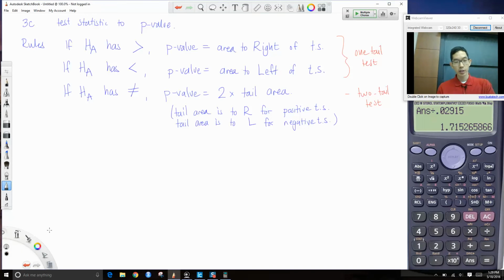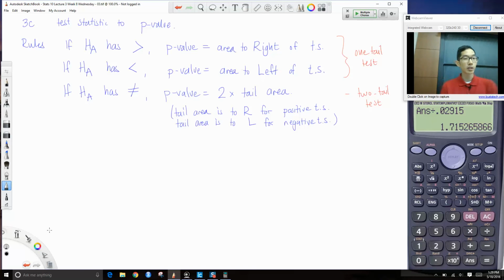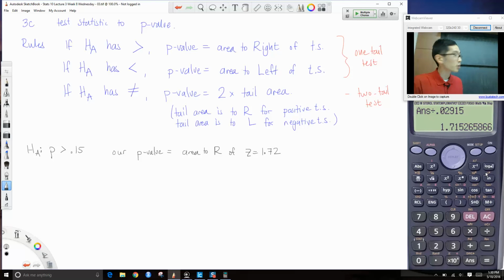Okay, so in our problem, what was our alternative hypothesis? HA was that p is greater than 0.15. So this means our p-value is equal to the area to the right of z equal to 1.72. So our p-value in this case is the area to the right of 1.72.